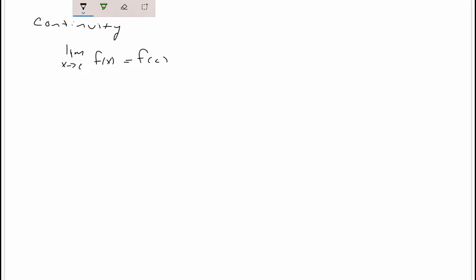Remember with the limit definition, we had to show that the absolute value of f of x minus L was less than epsilon when the absolute value of x minus c was less than delta. So let's consider a function here, a nice good example. Let's say we have this linear function, 2x plus 1.